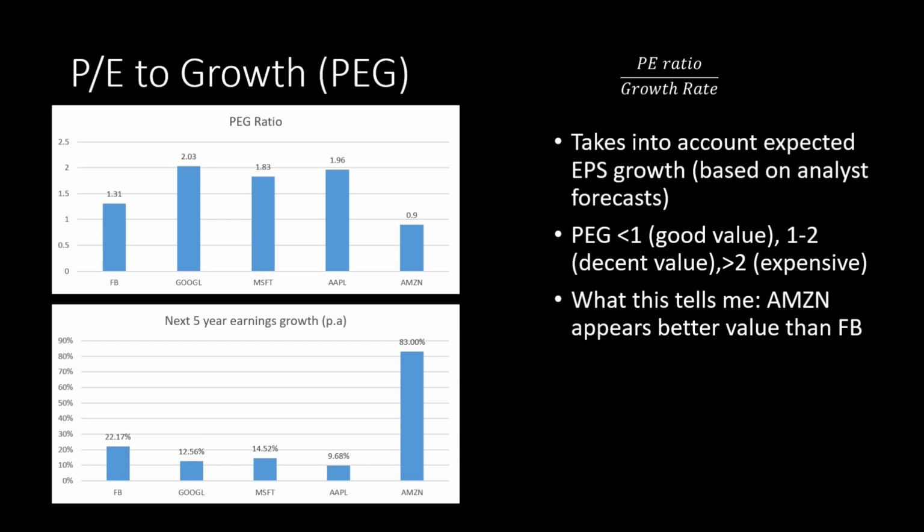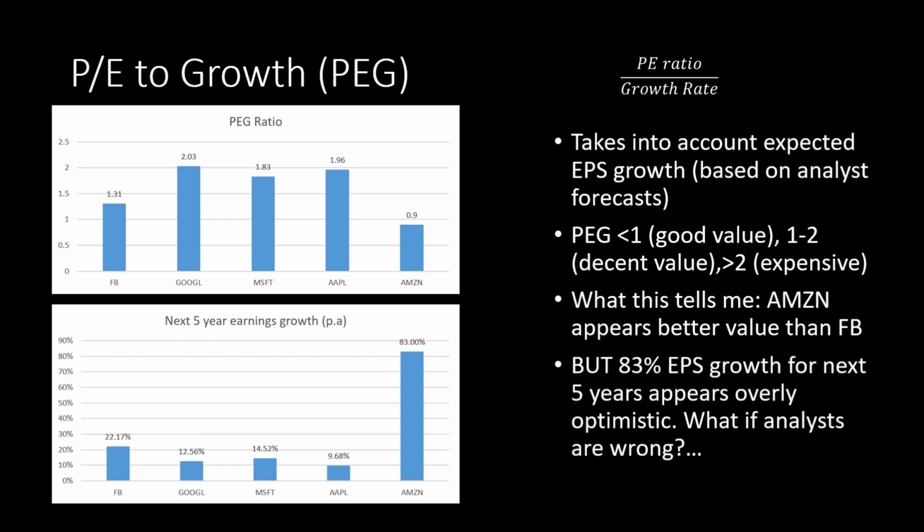The issue that I have with the PEG ratio is that you have to decide whether the earnings that analysts forecast are reasonable or not. For me, the 83% EPS growth for the next 5 years for Amazon appears to be overly optimistic. Well, what if analysts are wrong here? If analysts are wrong and expectations are not met, then expect a large drop in the share price. That basically means that the PEG today is understated. So maybe the more accurate PEG is higher than 0.9, right? So that's something that you have to consider.